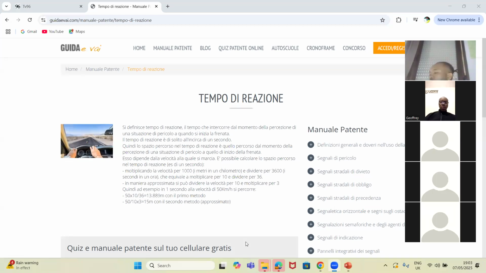Now, inside distanza di sicurezza, we have two types. We have what they call spazio di reazione and spazio di frenatura. We have what they call spazio di reazione or tempo di reazione. It means the same thing.